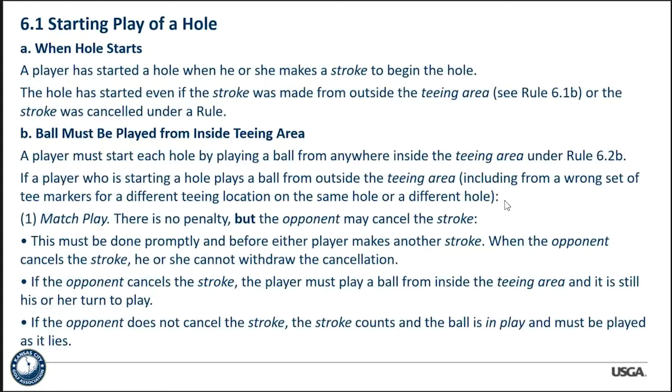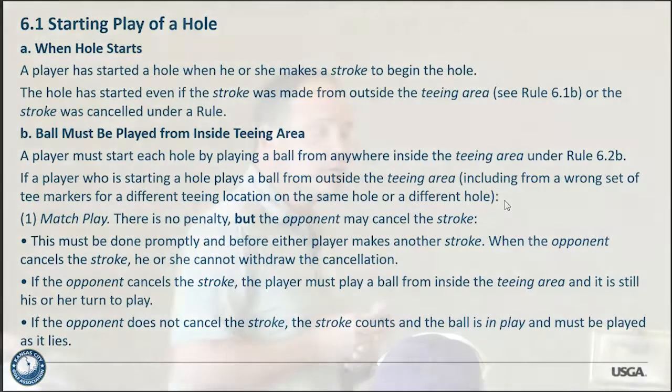If the opponent does not cancel, the stroke counts and the ball is in play. So if for some reason Brew goes up on a real short par 3 and he tees off from the fringe and he makes it for a 1 and we're supposed to be 100 yards back and I don't say anything, he makes a 1 in match play. Stroke play is a different rule. We'll talk about that. So it's up to you to defend your own rights within your own match.